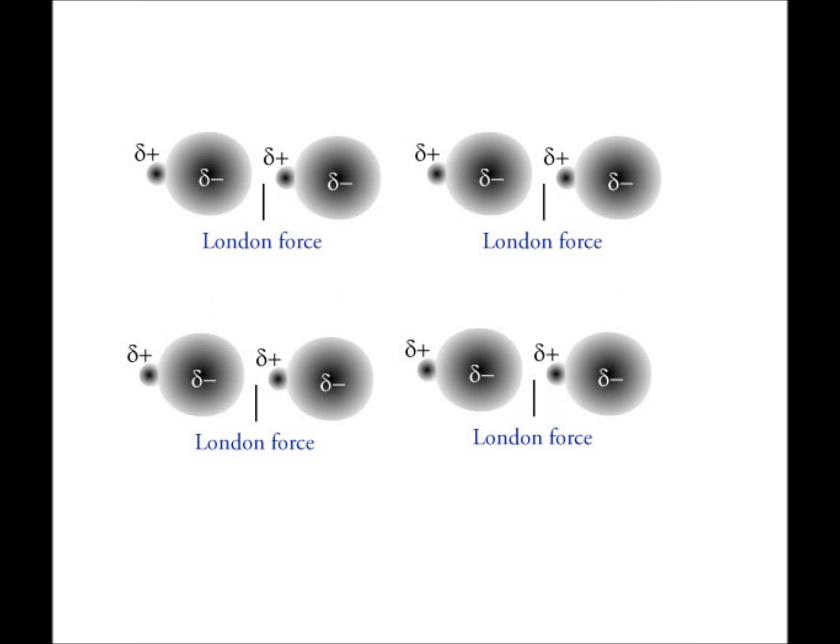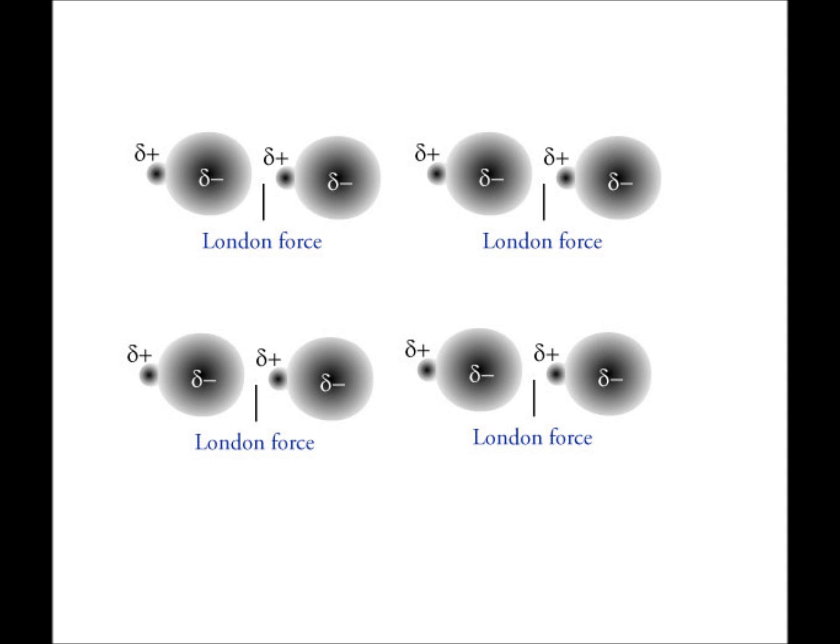If molecule A, the hydrocarbon chain of the soap molecule, develops a spontaneous dipole, then the electron density in the neighboring molecule B, which is the oil and the grease, will respond by developing a spontaneous but opposite dipole. The delta plus region of B will be close to the delta minus region of A. This new dipole in B is an induced dipole.